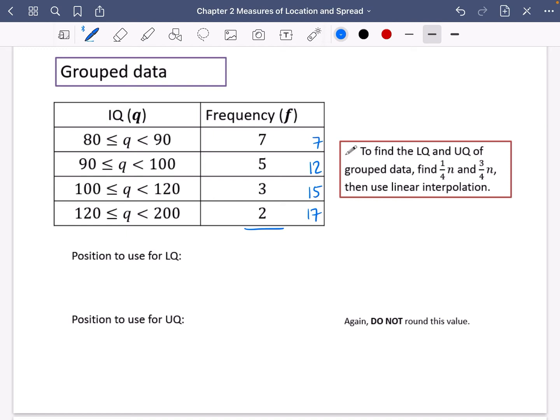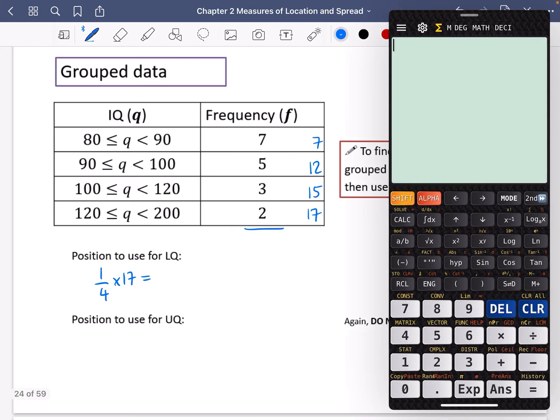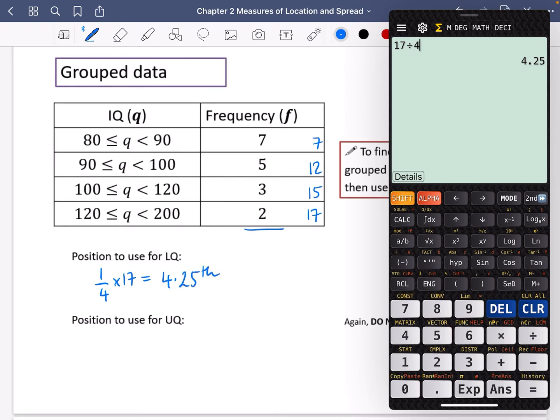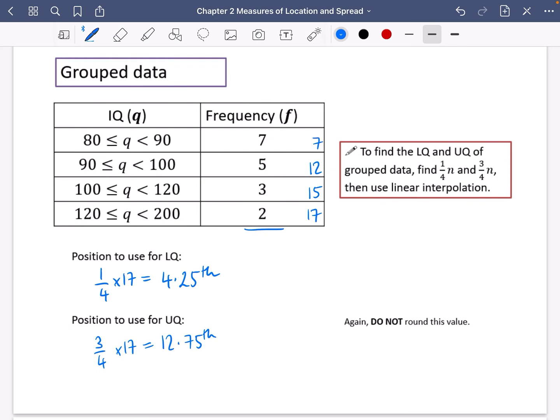And so the position for the lower quartile would just be a quarter multiplied by 17. And 17 divided by 4 is just 4.25. So I'm going to use the 4.25th position. And then the upper quartile is just going to be 3/4 of 17. So I'm just going to take this on my calculator, I'll multiply it by 3, and I get the 12.75th term. So I said I wasn't going to do linear interpolation, but if I did want to do linear interpolation on this one, well, it's the 4.25th, so we know it's actually going to be inside this first group that we've got here. I wonder if I can do it in my head.